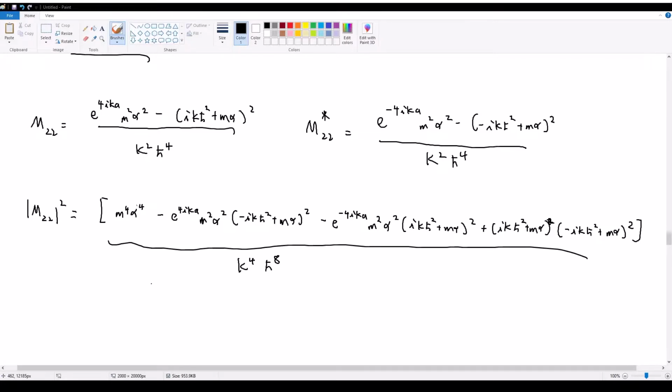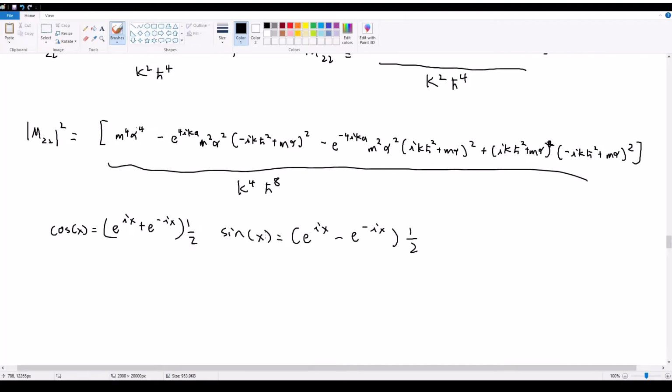And what we find is cosine of x is equal to e to the ix plus e to the negative ix times 1/2, and sine of x is equal to e to the ix minus e to the negative ix times 1/2. So evidently we're going to have to express out everything fully before we can actually find out what the terms here are.